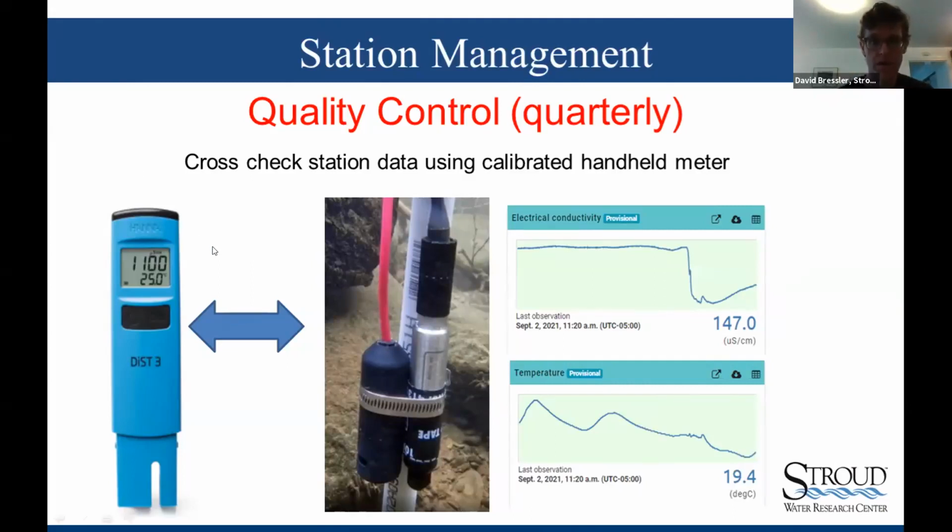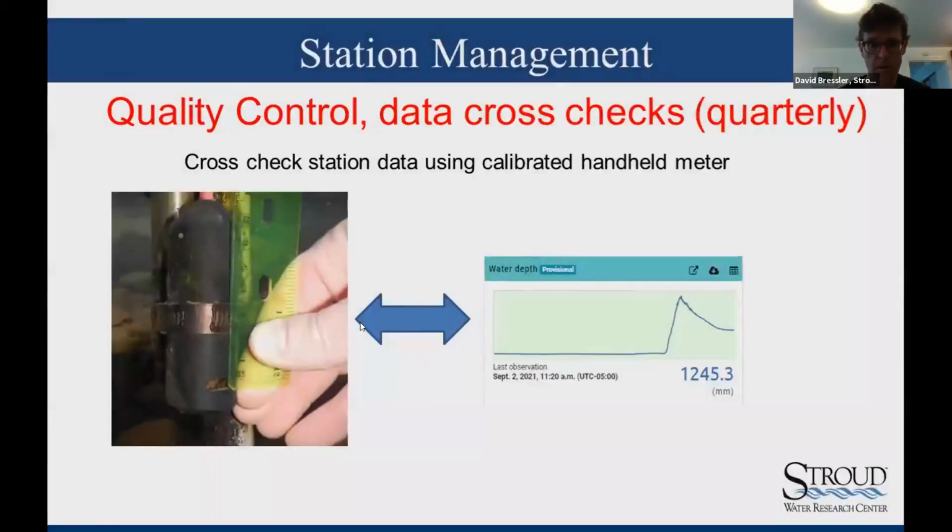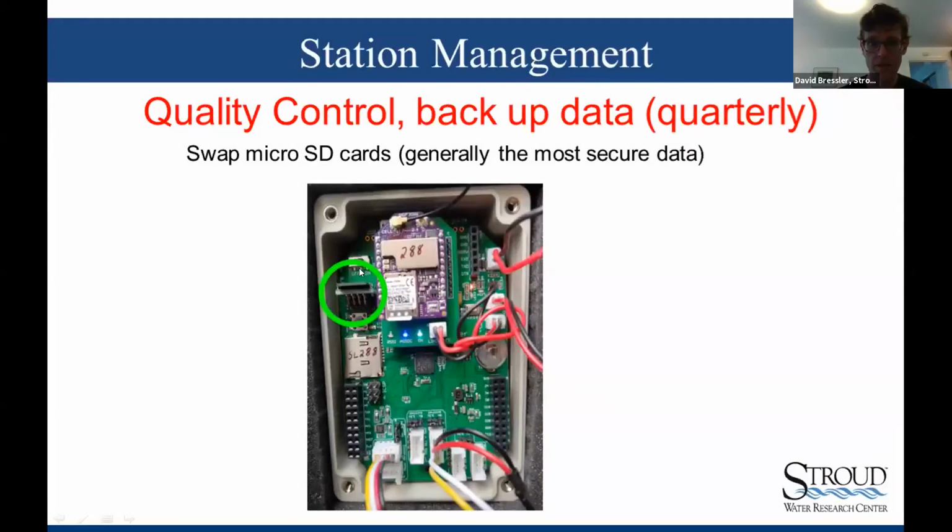Main point here with quality control is essentially you're just going out with a calibrated meter and checking to make sure that the station readings are close to your calibrated meter. So you're checking this number against this number. With the depth, you're going to take a ruler and simply measure from the pressure transducer, which is located about right here, up to the surface of the water and compare it to the depth here. SD card, I mentioned this before, but that's another quality control process that we recommend: downloading the data on a quarterly basis, just to make sure that you've got the most secure data actually secured in your possession.